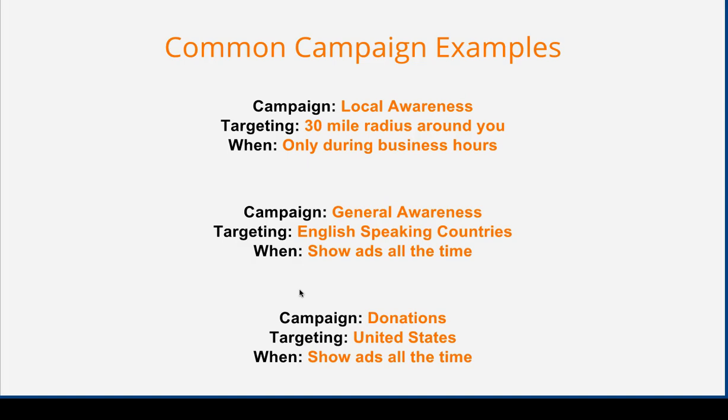And let's say we want to do a local awareness campaign. So you have an event coming up. You only want people in your community to come, or you assume that only people in your local community would be coming. You can show your ads in a 30-mile radius around you, only during business hours, or during the hours that the event may be shown. So these are some common campaign examples that we build, and we'll walk you through how to create a general awareness campaign and a donation campaign in video 3 of this unit.